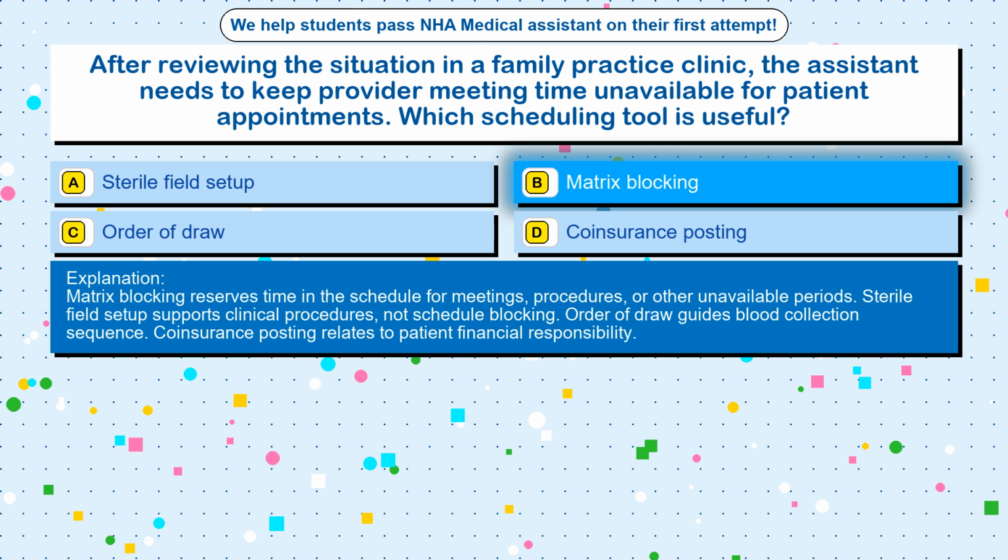Matrix blocking reserves time in the schedule for meetings, procedures, or other unavailable periods. Sterile field setup supports clinical procedures, not schedule blocking. Order of draw guides blood collection sequence. Coinsurance posting relates to patient financial responsibility.